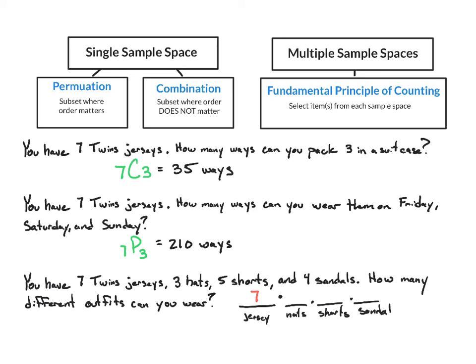So I have 7 options for my jerseys, I have 3 hats, I have 5 shorts, and you have 4 sandals. So when you do that, then you just get to multiply all those things, and that's what the fundamental principle of counting is talking about, where you're going to have 420 ways that you can make an outfit with that particular wardrobe. Right, so decision blanks are how many options you have for those things, and that's a fundamental principle of counting when you have different sample spaces, jerseys, hats, shorts, versus permutation combination. You have just 1 sample space. You have to figure out if the order matters or order does not matter. Hopefully that helps, and good luck this week.